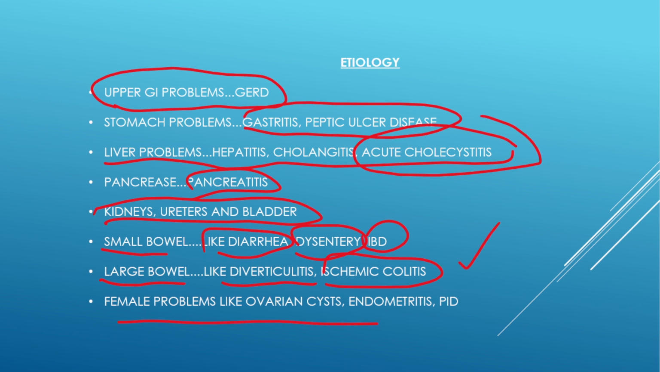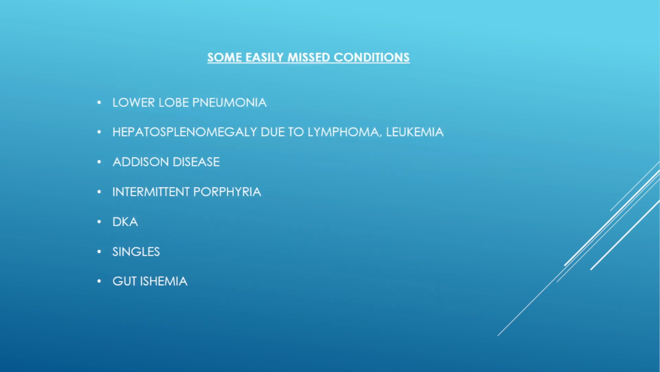Then also ask about female problems, like ovarian cysts can cause abdominal pain, infection in the endometrium can cause it, and pelvic inflammatory disease can cause abdominal pain in the lower part of the abdomen with vaginal discharge. So also ask about those things which are usually missed, so they need to be not ignored. These are lower lobe pneumonia, so also ask about fever, cough, chest pain, and pain in the abdomen can be because of the pneumonia. So also ask about that.